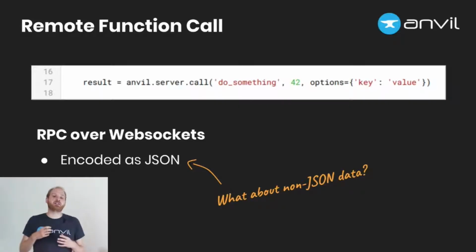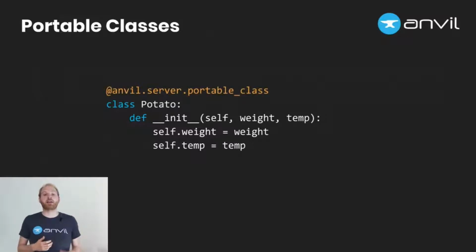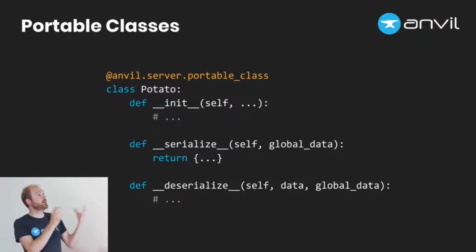So as well as the JSONable data, Anvil also supports a few other portable types, and you can actually define your own. So if you have a class like this, effectively a data class, you can tag it with anvil.server.portable_class, and that will tell the Anvil serializer that when you're sending one of these things to or from the server, it will record what type you sent, and then it will record the contents of that object. By default, it will send that object's dictionary, which contains instance attributes like weight and temp here. But if you want to get more advanced, you can control this yourself. You can implement __serialize__ and __deserialize__ methods that return something that can be encoded into JSON and go over the wire.